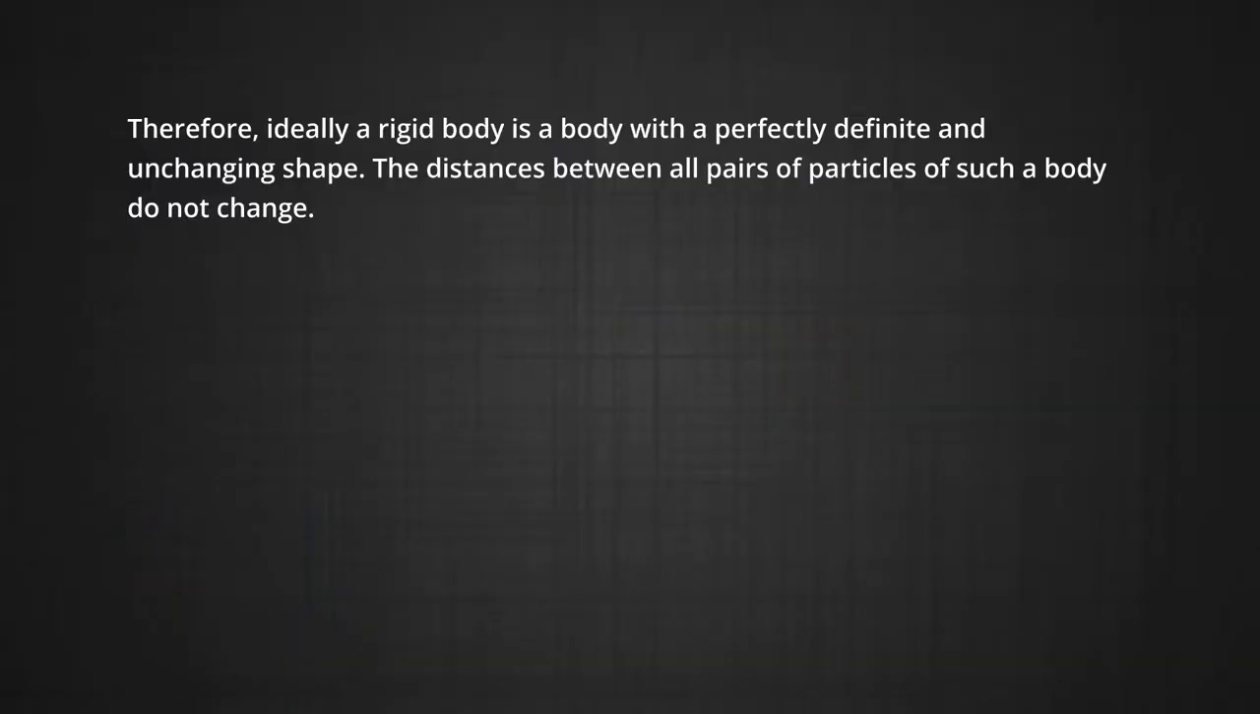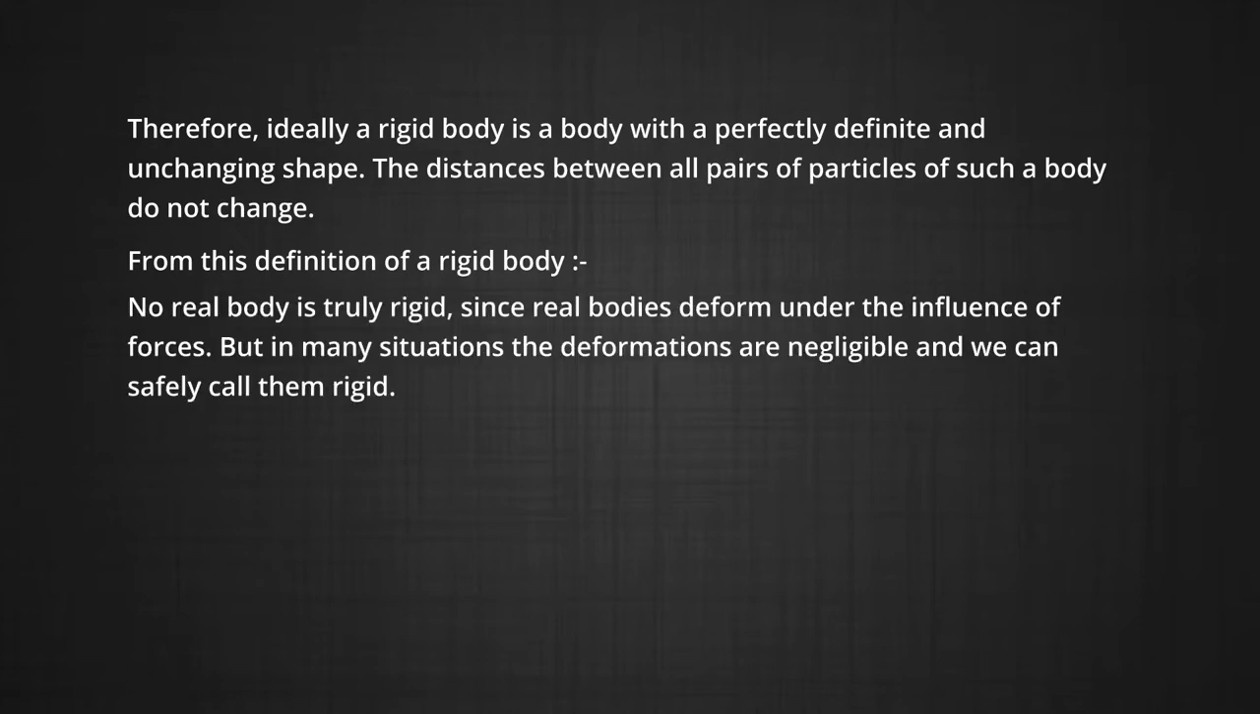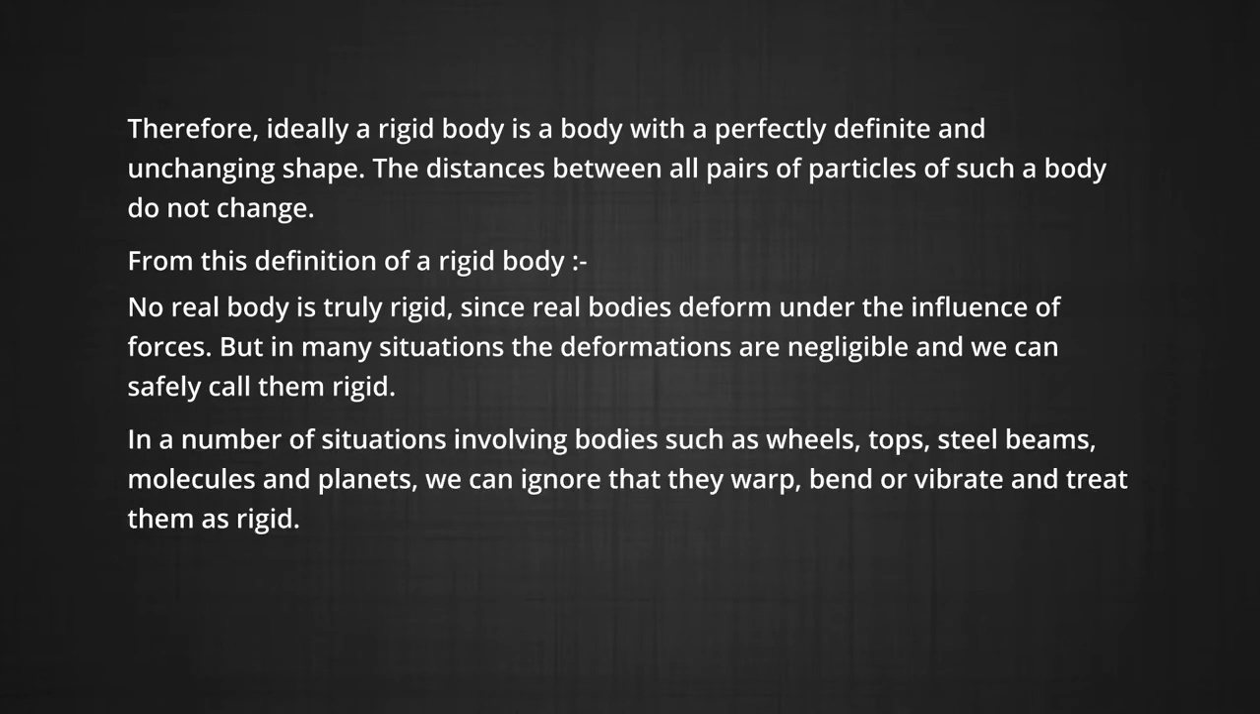Therefore, ideally a rigid body is a body with a perfectly definite and unchanging shape. The distances between the particles of such a body do not change with time and under the influence of external forces. It is evident from this definition that no real body is actually rigid, since real bodies undergo deformation under the influence of external forces. But in many situations, the deformations are negligible.